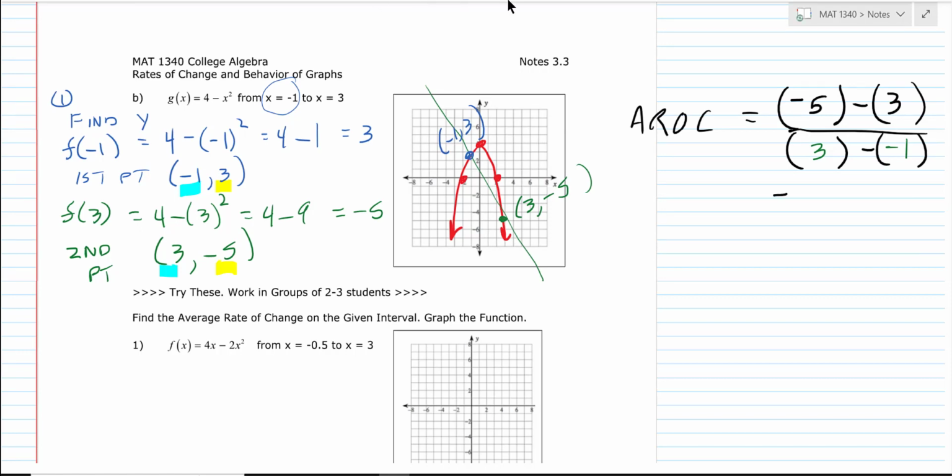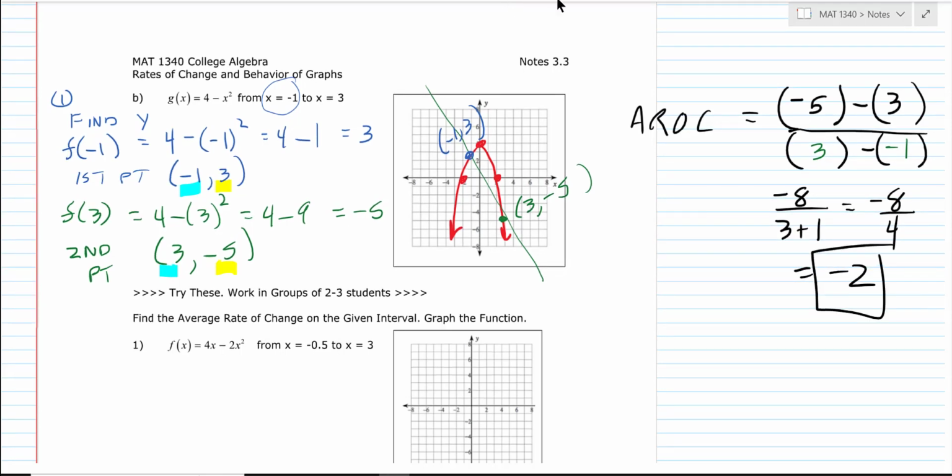That would be negative 8 in the numerator. That would be 3 plus 1 in the denominator. That's negative 8 over 4. So your average rate of change on this problem is negative 2. It's negative. We knew it was going to be negative because it's going down. So what I want you to do with these problems is get a good graph with your calculator and then be able to find the y values so that you can use the slope formula.